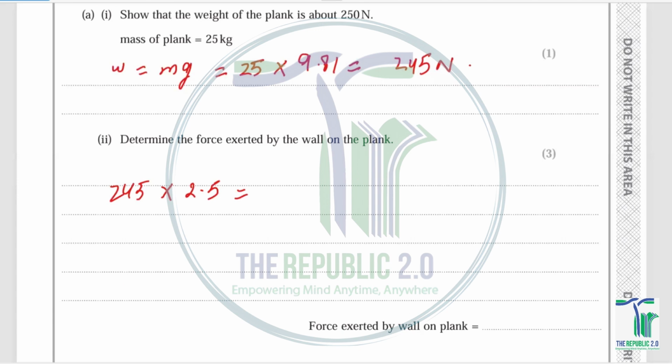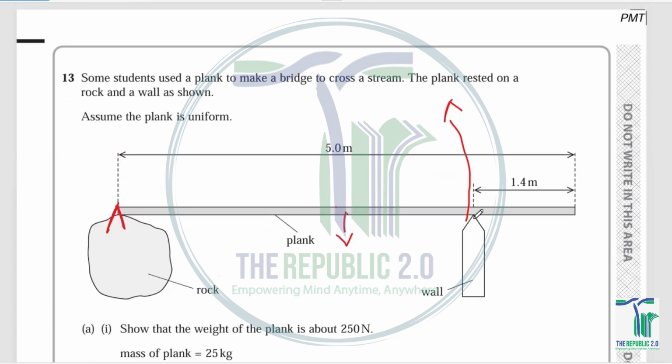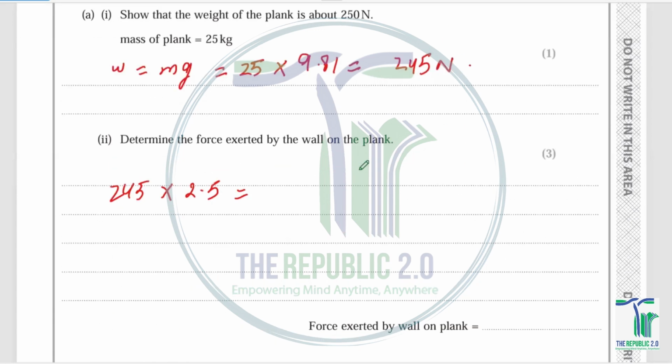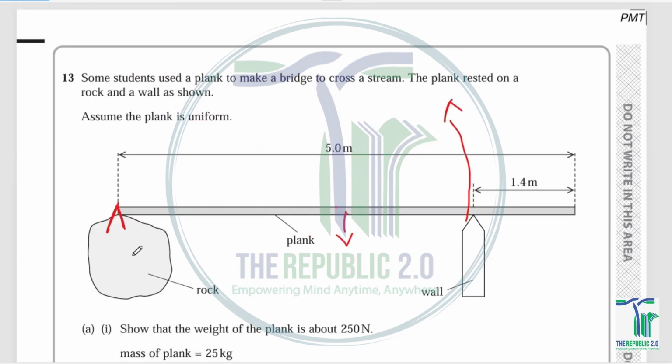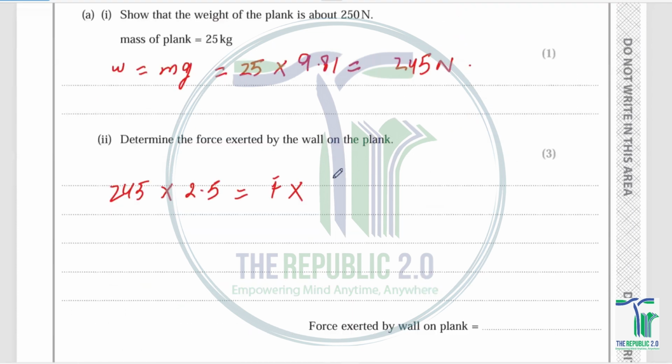We're going to keep it equal to the upward force exerted by the wall, and that has to be something like F times the distance between the wall and the rock itself, which is 5 minus 1.4, which has to be 3.6. So by just using F from here, 245 times 2.5 divided by 3.6, you'll get the final answer. And that final answer is going to be 174 newtons. So that is how you can get the force exerted by the wall on the plank.